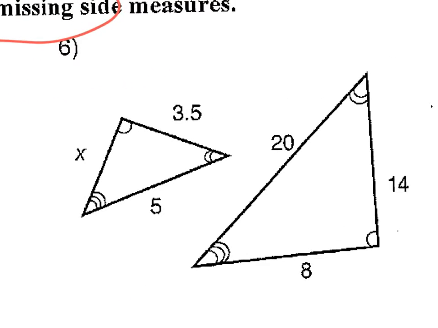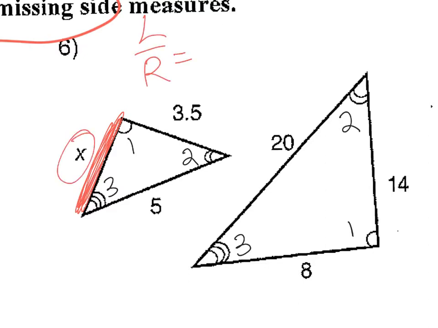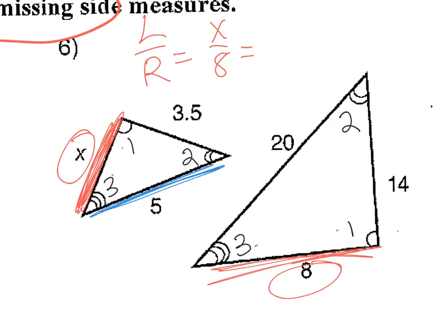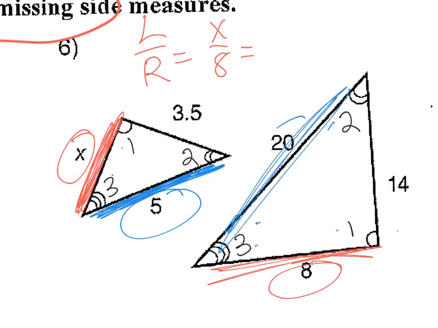Last one, number 6. One more time, we gotta label these. So 1, 2 rings, 3 rings. 1 ring, 2 rings, 3 rings. Okay, so again, we're solving for x, so we're kind of forced into using this side since it's x. I'm gonna go left to right. So my x over here is between angle 1 and 3, so what's between angle 1 and 3 on this side? 8. So x over 8 equals, and then I'm gonna pick another number. How about between 3 and 2? Pretty little 5, so between 3 and 2 on this side, and that's 20.